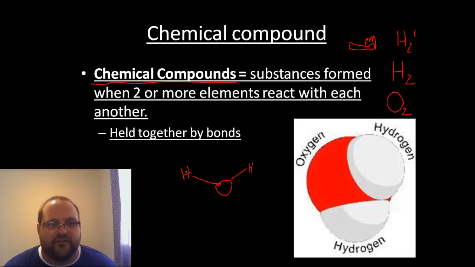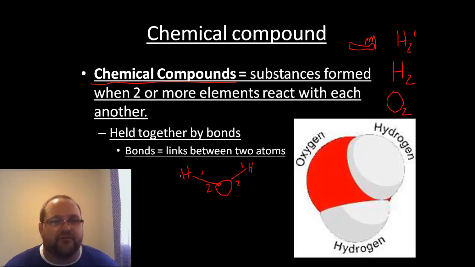And so you can notice here that hydrogen bonds with one other thing, so it bonds once. And this hydrogen bonds once, but this oxygen wants to bond twice. And that's because of its chemistry. We'll kind of talk about that. So there's 1 and 2. So it bonds twice. And these bonds are simply just links between two atoms. And they happen for a bunch of different chemical reasons. In this one, they're sharing electrons to make themselves happy, for lack of a better term.